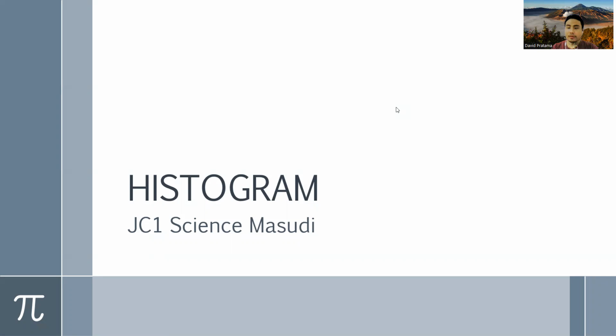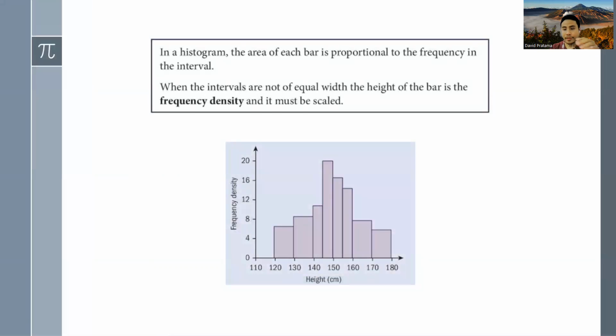Yeah, we are going to learn about histograms. You can see this is an example of a histogram. In a histogram, the area of each bar is proportional to the frequency in the interval. When the intervals are not equal width, the height of the bar is the frequency density.